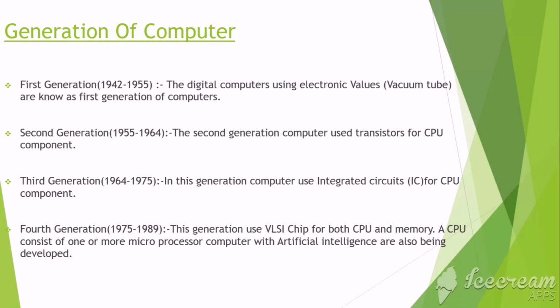In fourth generation computers, 1975 to 1989, computers used VLSI chips for both CPU and memory. A CPU consists of one or more microprocessors. Computers with artificial intelligence are also being developed.